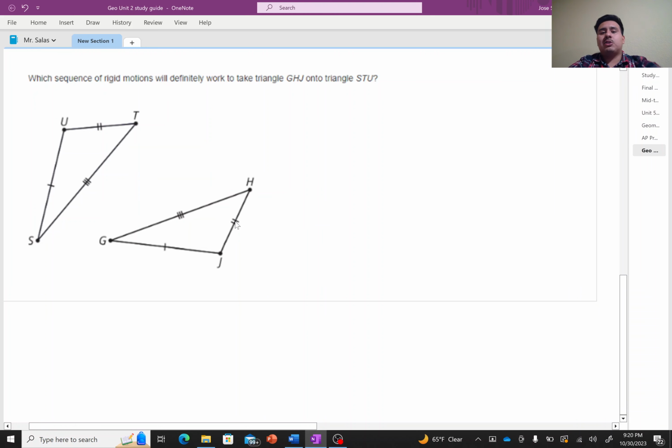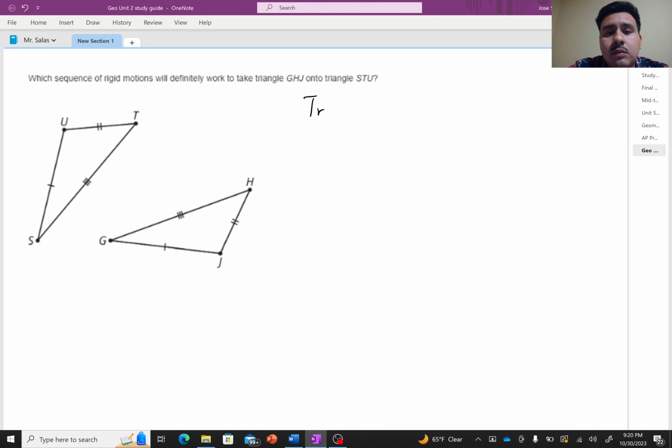So my first step is going to be to translate point G onto point S. That's my first step. Okay, that's my first step.